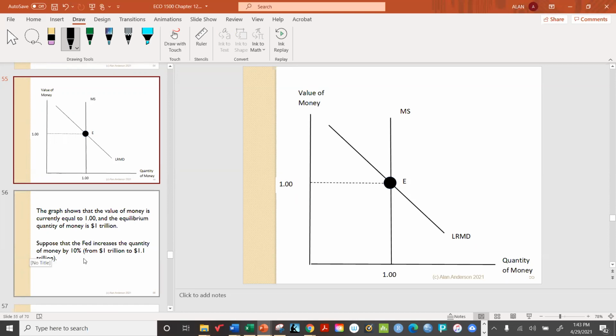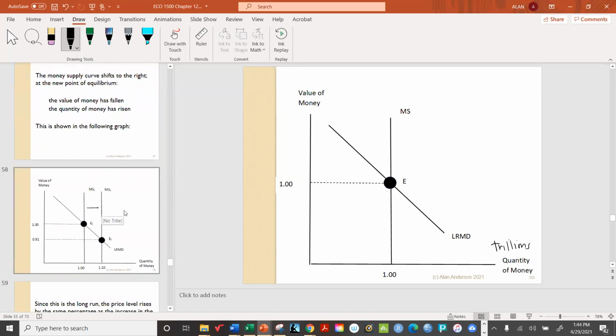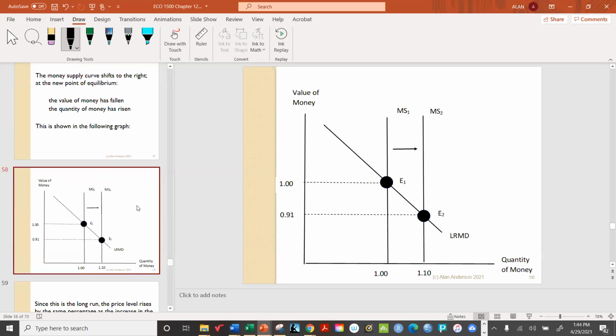Okay, so this is 1 trillion, and this is 1. And the Fed decides to increase the quantity of money to 1.1 trillion. Let's see what happens. Now, clearly, the value of the money will decline. So remember, it went up by 10%.